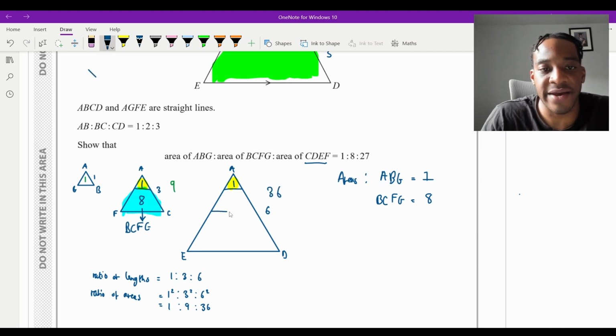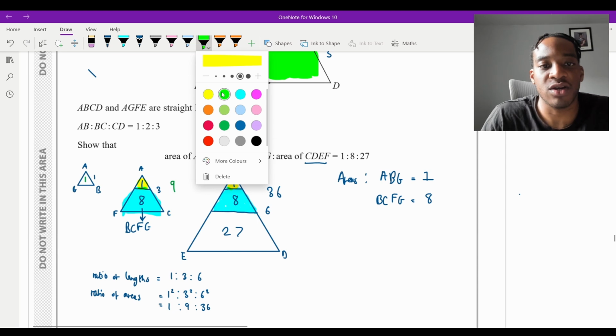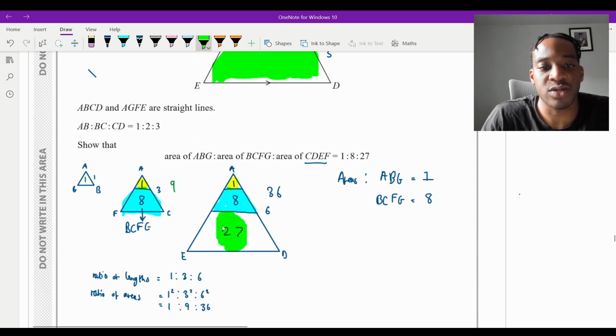I'm going to put a line here. And we know from this part, this is 8, isn't it? So I'm going to put this in blue. This is going to be 8 right here. Now remember, the entire area has to make 36, and we have 1 and 8. 1 and 8 is 9. So we need to do 36 take 9, which is just 27, isn't it? Meaning that this area underneath here is, put in green. This area here is 27.